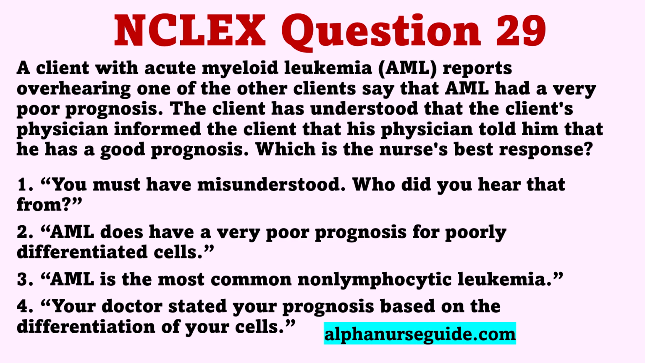A client with acute myeloid leukemia reports overhearing one of the other clients say that AML had a very poor prognosis. The client has understood that his physician told him that he has a good prognosis. Which is the nurse's best response? 1. You must have misunderstood. Who did you hear that from? 2. AML does have a very poor prognosis for poorly differentiated cells. 3. AML is the most common non-lymphocytic leukemia. 4. Your doctor stated your prognosis based on the differentiation of your cells.